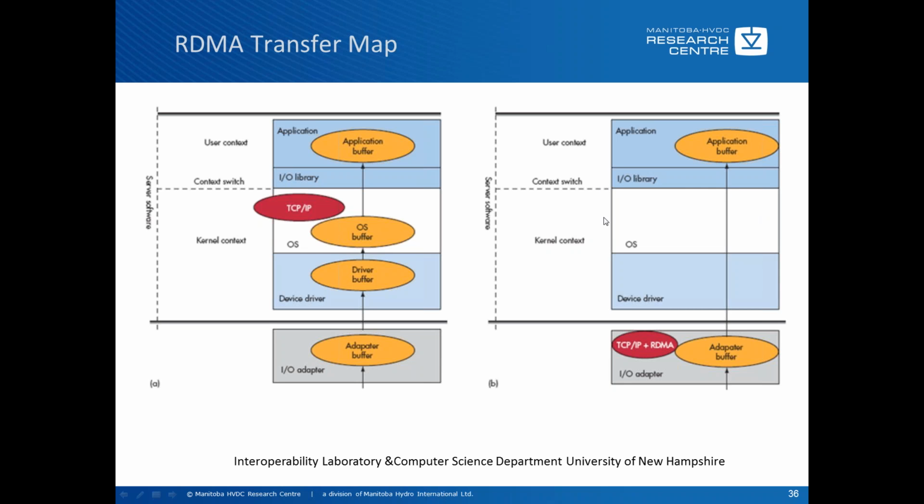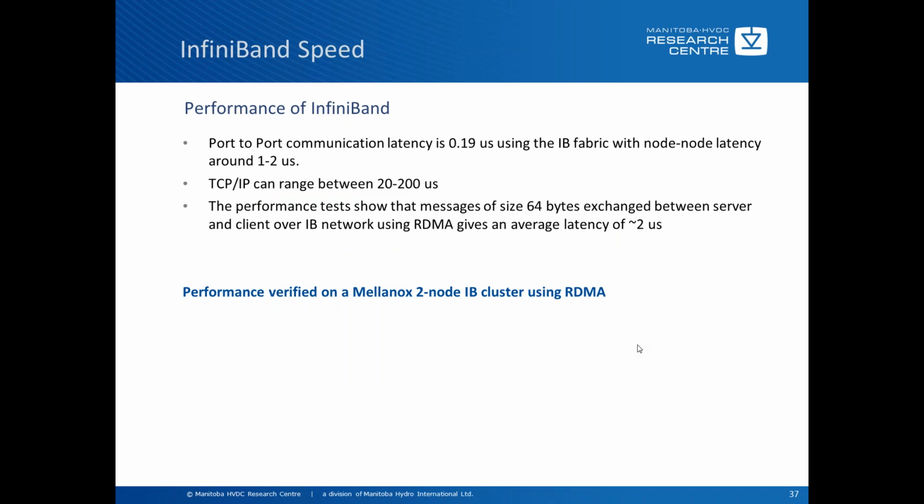If we go to the right side where we have RDMA, this is completely empty because the kernel does nothing. It doesn't have to. The operating system doesn't have to do anything, neither does the CPU. It's all handled by the hardware, and in doing so, it's optimized for that kind of performance. So we get very low latencies.